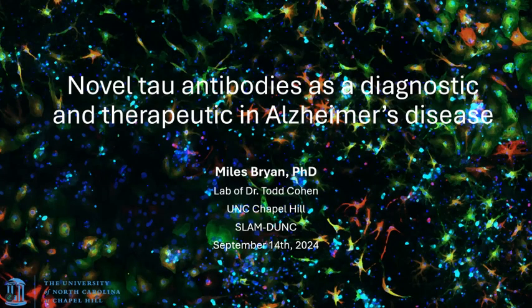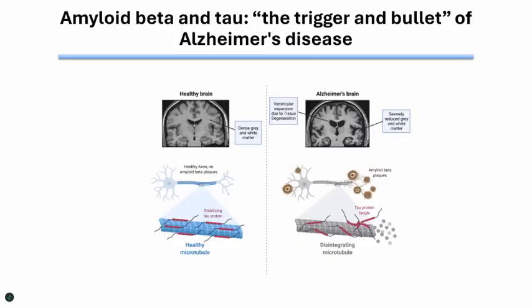But I guess I'll get started because we got a lot to get through. The title for my talk is Novel Tau Antibodies as a Diagnostic and Therapeutic in Alzheimer's Disease. So a little bit of background before we begin, just because we're getting back into the basic research, preclinical stuff.